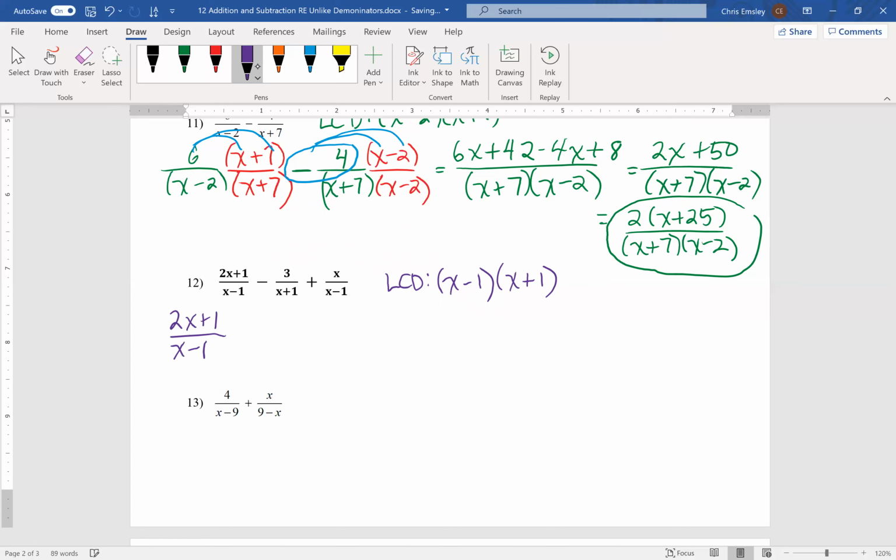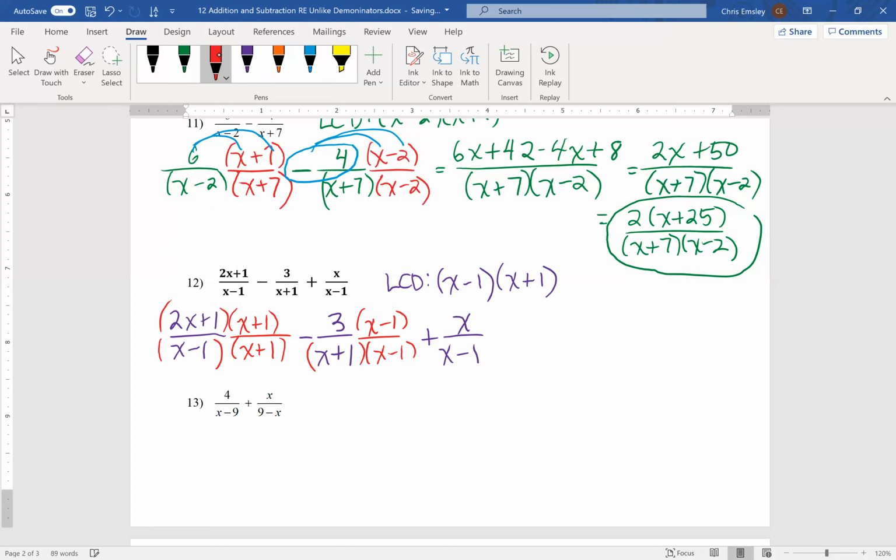So let's start building. There's our first fraction. What's it missing? Well, it's missing the x plus 1. And then our second fraction is minus 3 over x plus 1. And that one is missing our x minus 1. And then our third fraction was x over x minus 1. And that one is missing an x plus 1. Okay, so let's put it all together. We now have that common denominator of x minus 1, x plus 1 on every one of those fractions.